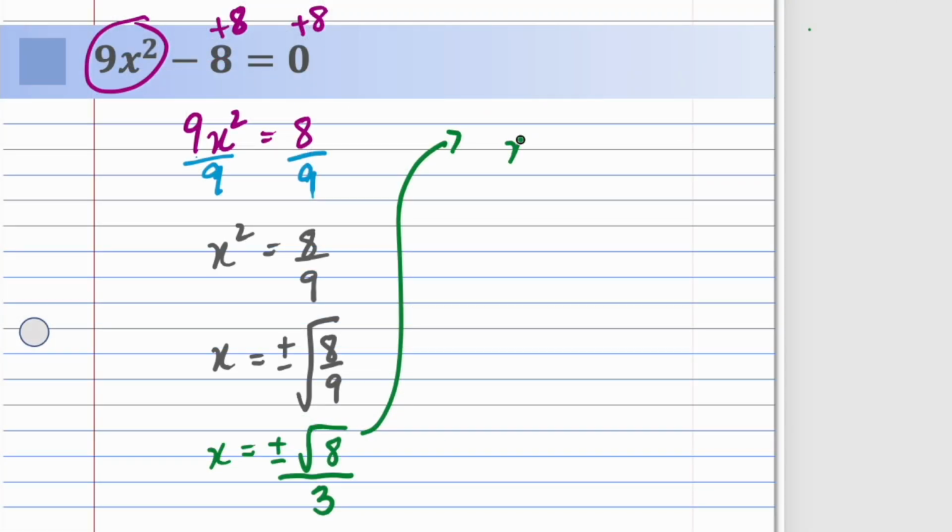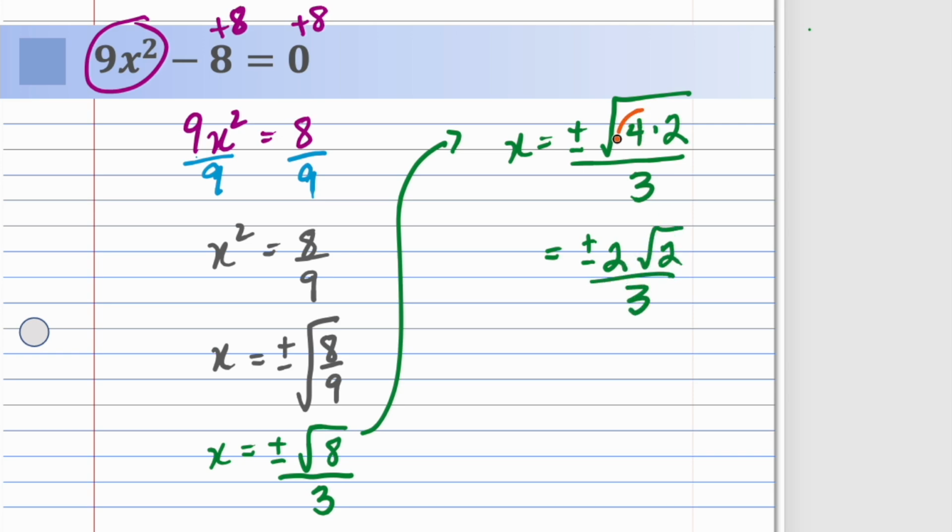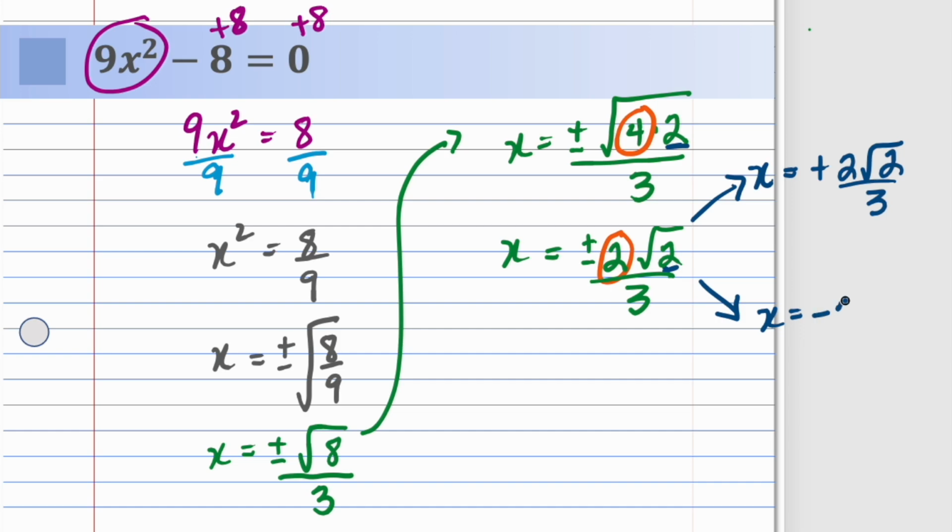We have x is equal to plus or minus, break apart 8, and it's 4 times 2, is perfect square, all over 3. X is equal to plus or minus 2 root 2 over 3. This square root of 4 becomes the 2 on the outside, and this 2 has to stay in. We have two answers. X is equal to plus 2 root 2 over 3, or x is equal to negative 2 root 2 over 3.